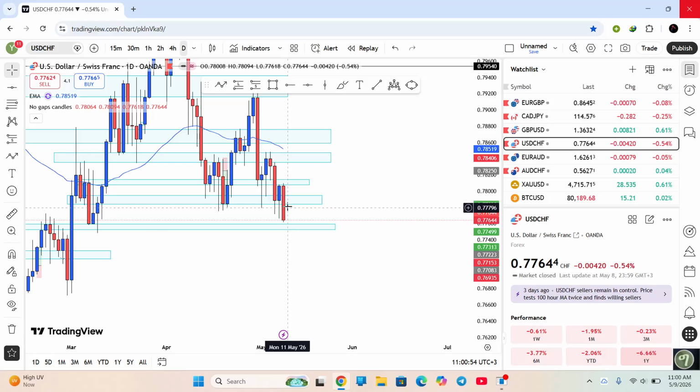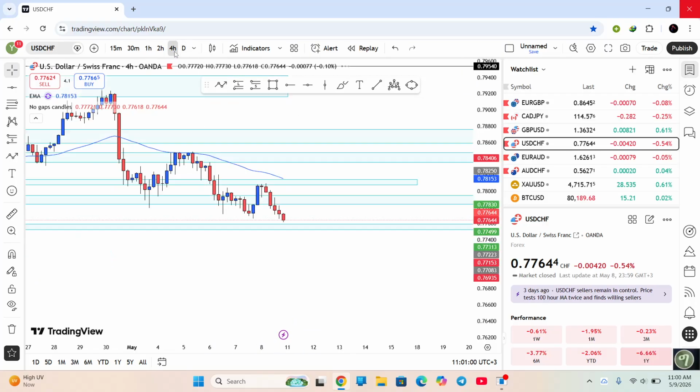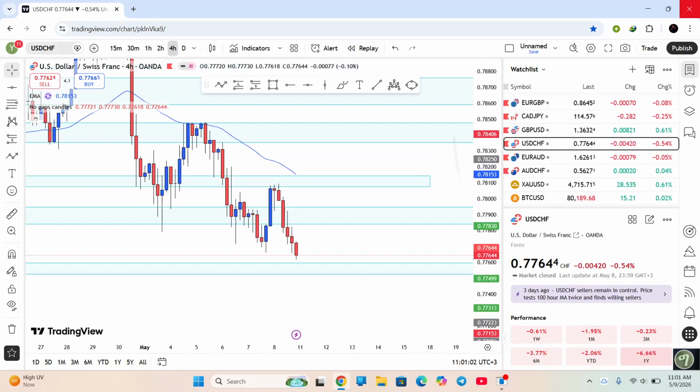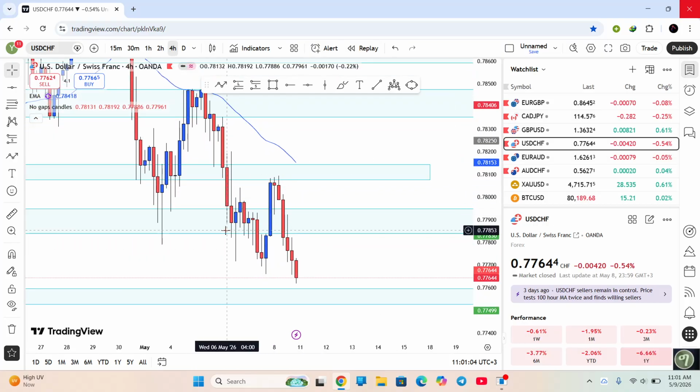Now we wait for the pullback, we wait for the rejection, we take the sell, set and forget. On the 4 hour time frame, we are forming lower low, lower high. As you can see, then we shifted structure to bullish when we had a body closure above the lower high point. Now we are bullish.